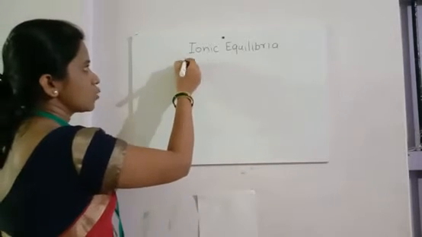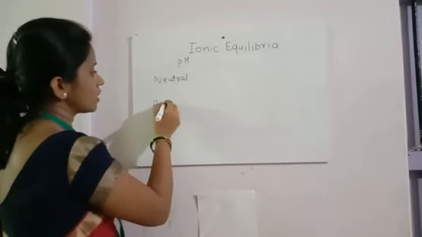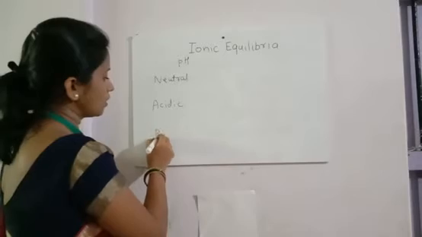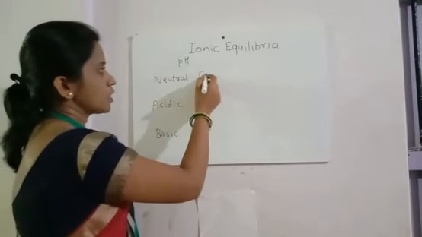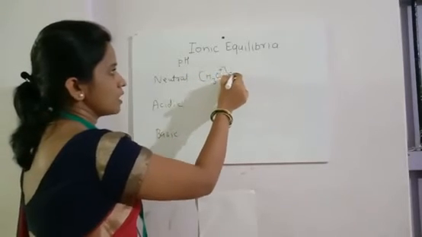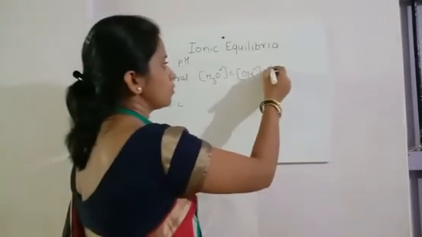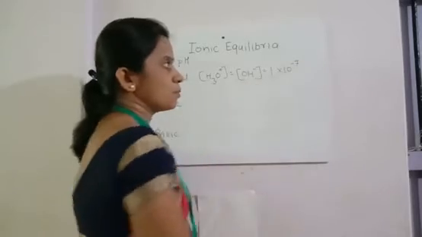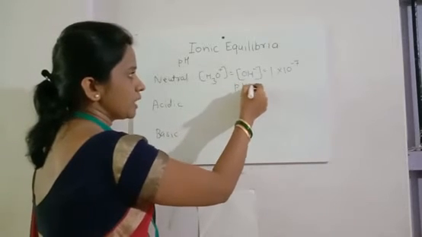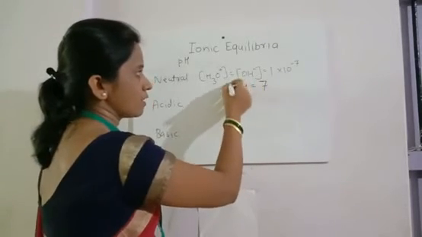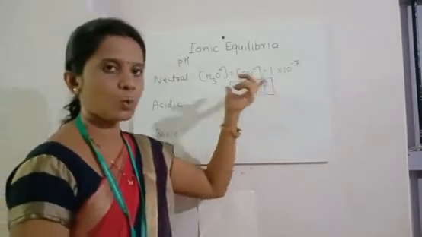Now pH is used for determination of the type of solution, that is, whether it is neutral, acidic or basic. For a neutral solution, the concentration of H3O plus is equal to the concentration of OH minus ions, which is equal to 1 into 10 raised to minus 7. So for a neutral solution, pH is equal to 7. Always remember, for a neutral solution pH is always equal to 7.